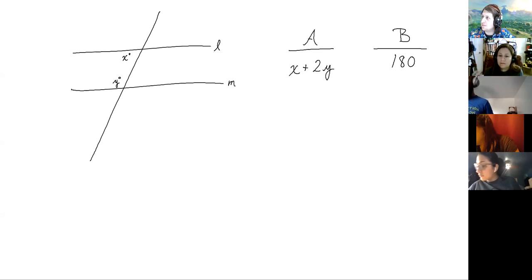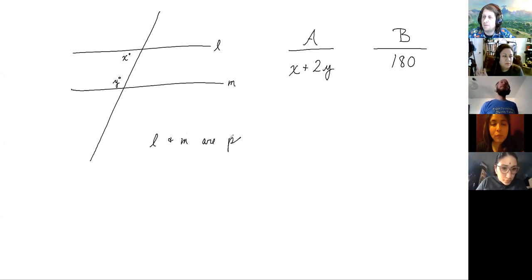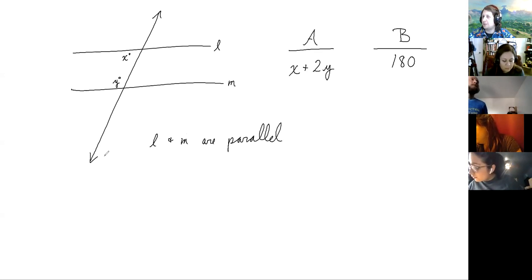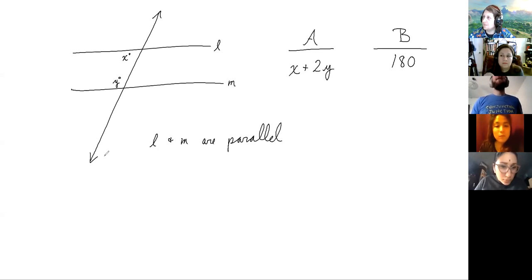I have X plus Y is going to equal 180. A quick little detail here is L and M are parallel. Right. So this is just one straight line crossing through both of them. So why would X plus Y equal 180? Why is that, Lee? So here I'll do a little annotate.